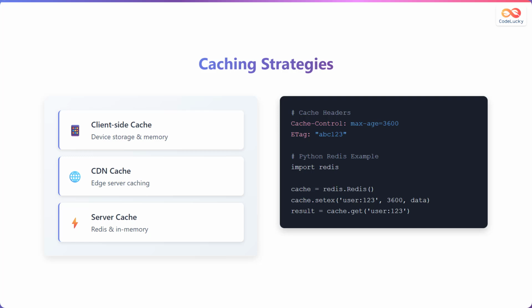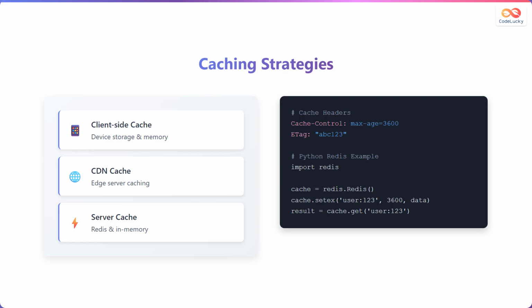Caching is an essential technique for improving performance and reducing latency in mobile applications. Client-side caching leverages device storage and memory to store frequently accessed data locally, reducing the need for network requests. Content Delivery Network, or CDN, caching involves caching content on edge servers geographically closer to users, improving response times. Server cache such as Redis and in-memory caching stores data in memory for faster retrieval.